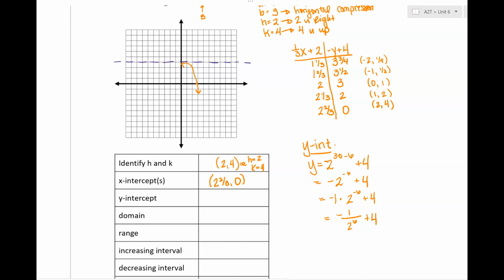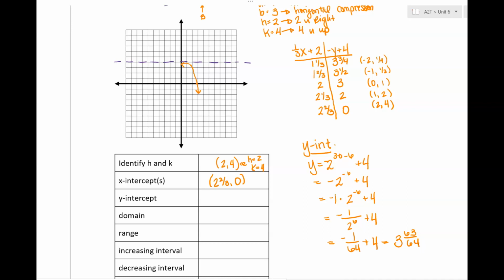Okay, and then 2 to the 6. So we've got 2, 4, 8. 2 to the 4th is 16. 2 to the 5th is 32. What is 2 to the 6th? Is it 64? I'm so sorry. That's 2 to the 5th. Plus 4. So then that leaves us with 3 and 63 over 64.